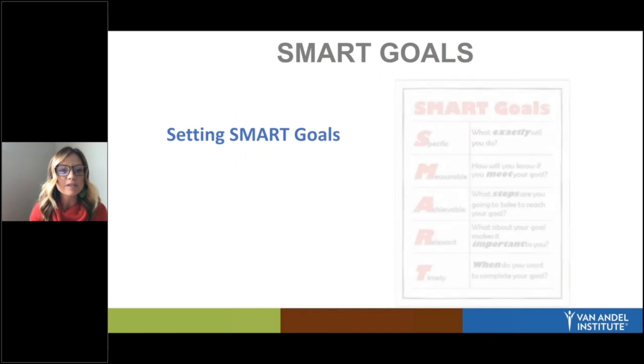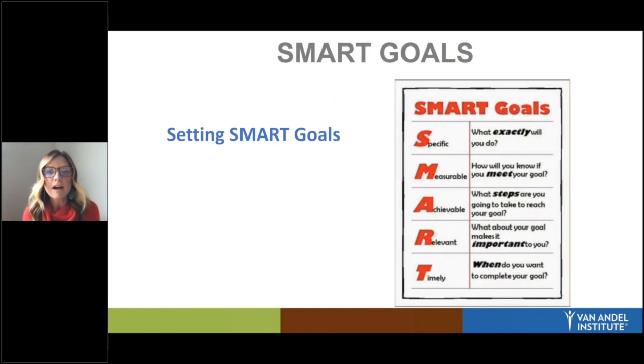So, setting SMART goals. Now, some of us may be familiar with this. I know this is something that my own kids use in school, but these are goals that students set for themselves that are specific, measurable, achievable, relevant, and timely. So students are asked questions like, what exactly will you do? How will you know if you meet your goal? What steps are you going to take to reach your goal? And what about your goal makes it important to you? And then also, when do you want to complete your goal?